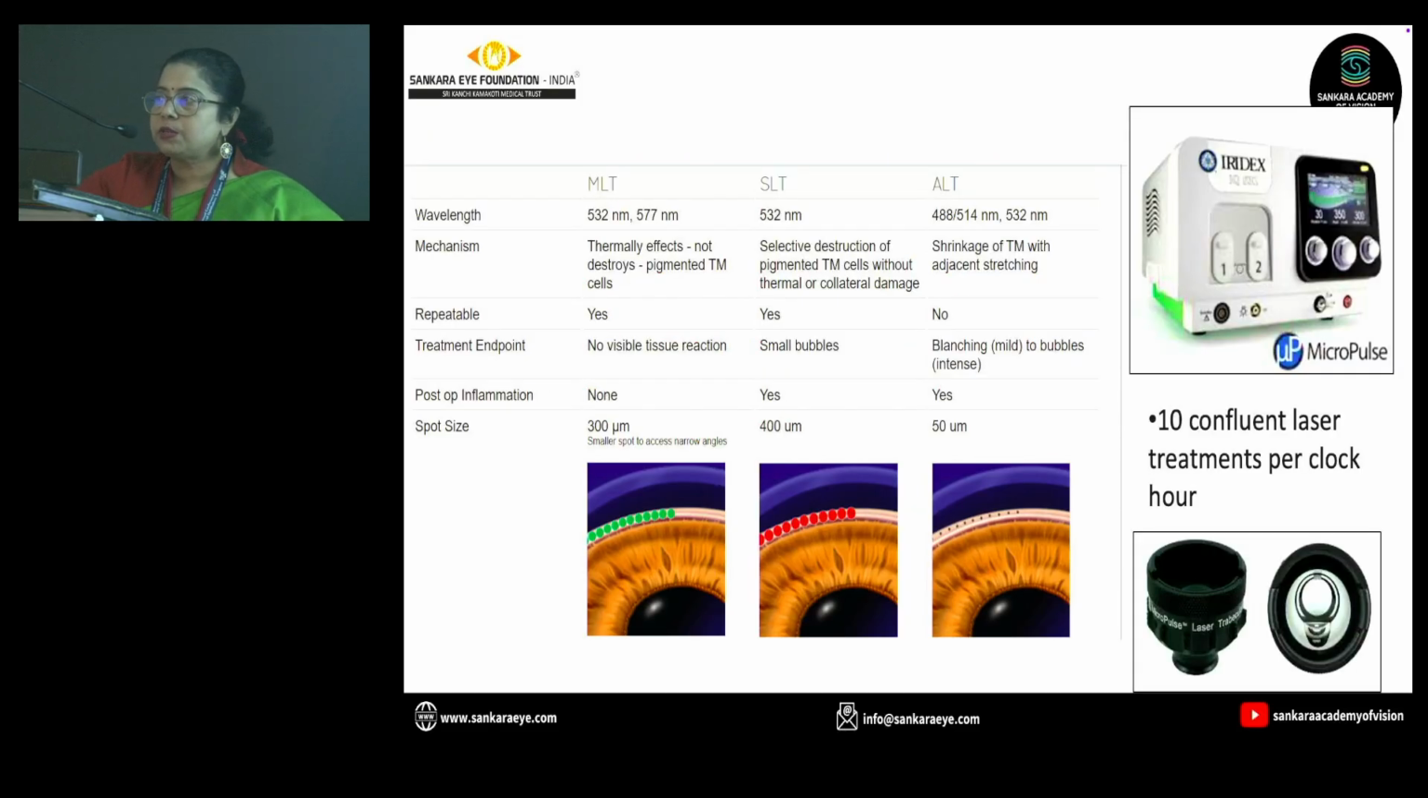So this is a table which compares the MLT with SLT and ALT. If you note here, there is no destruction of pigmented trabecular cells in MLT, and the spot size is slightly larger like SLT, 300 micrometer, and the post-operative inflammation is literally none. So this is the machine which you can use for micropulse trabeculoplasty, and this is the laser trabeculoplasty lens. Usually 120 laser spots are given per clock hour in this procedure.